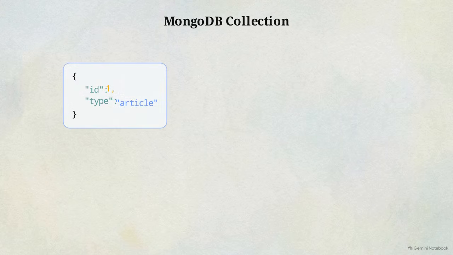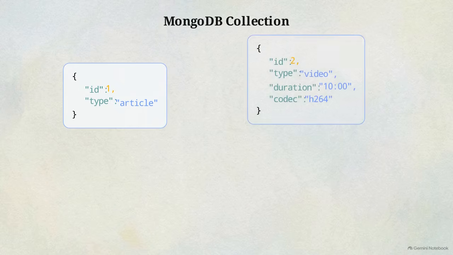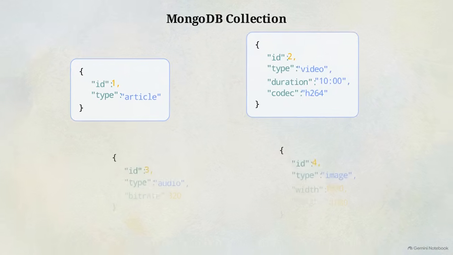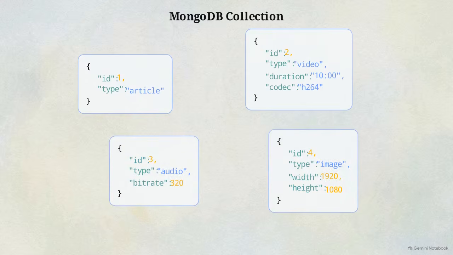MongoDB solves this specific bottleneck. As a NoSQL database, it stores data as flexible, JSON-like documents. If a new content type requires different fields, you simply write the new document. The data structure evolves naturally alongside your application code.